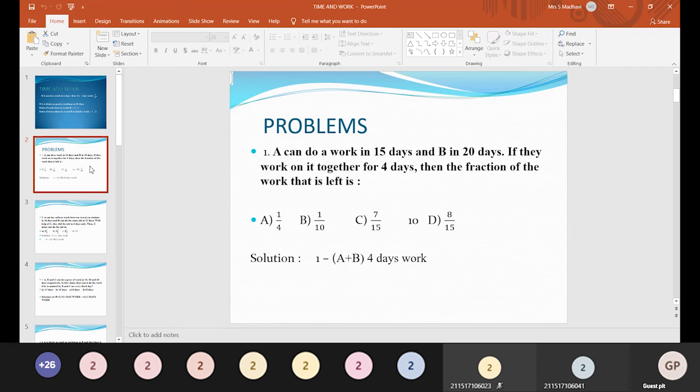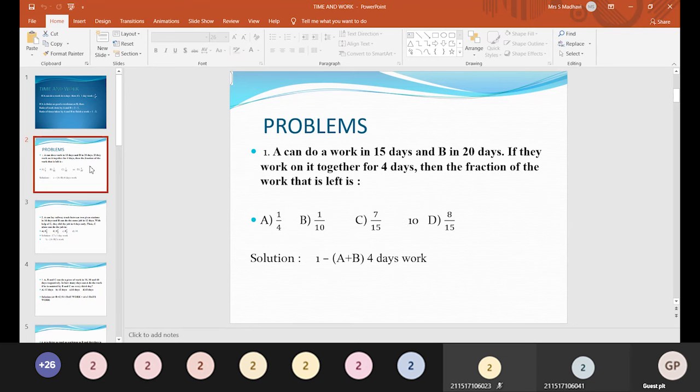Here, A's 1 day's work is 1 by 15 and B's 1 day's work is 1 by 20. A plus B's 1 day's work means we have to add the two, that is 1 by 15 plus 1 by 20, which is equal to 7 by 60. Then A plus B's 4 days' work means 7 by 60 into 4, so A plus B's 4 days' work is 7 by 15.